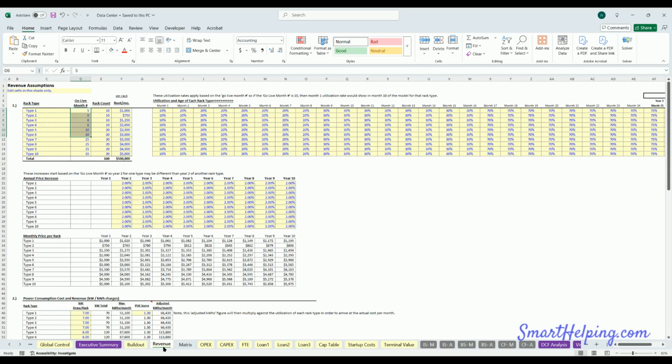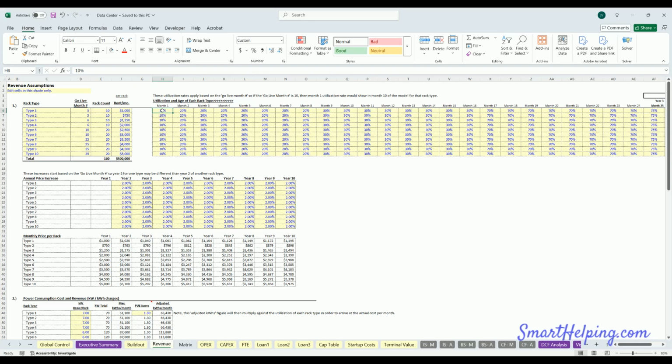Revenue. We have 4 revenue streams: rack rent. So this might be an all-inclusive number. So you might say, well, we're going to have up to 10 rack types. Here's the month that they go live. Here's the count of racks of each type that we have. Here's the rent per month per rack.